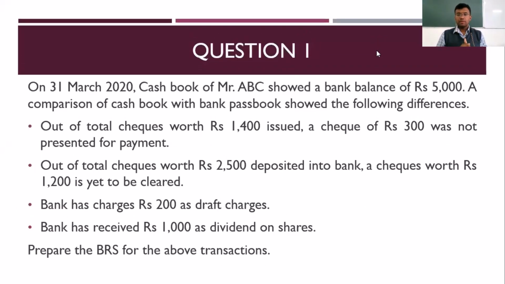Dear students, in this session, we will be focusing on the numerical with regards to preparation of the BRS, a bank reconciliation statement. So let's look at the first numerical. The numerical states that on 31st March 2020, the cash book of Mr. ABC showed a bank balance of rupees 5,000. A comparison of cash book with bank book showed the following differences. We've been given 4 transactions, and we've been asked to prepare the BRS. So let's go about with the preparation of this particular question.